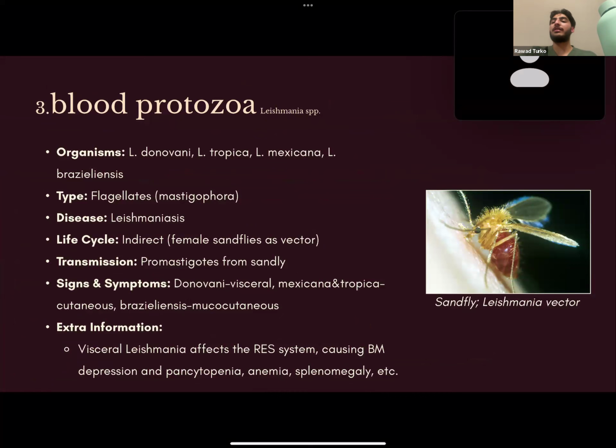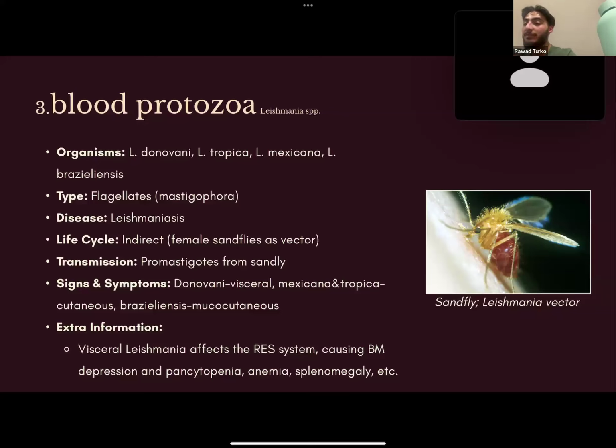Okay, so the life cycle again is indirect. This time they're transmitted, instead of through a tick, through the sandfly. Now, please remember what these pictures look like. Sometimes on the exam, they'll bring just a picture of the vector, and they'll ask you to identify or to diagnose this patient. And you won't have any blood smears, you won't have any histology pictures, you won't see the actual parasite, all you'll see is the vector. So you have to know what they look like.